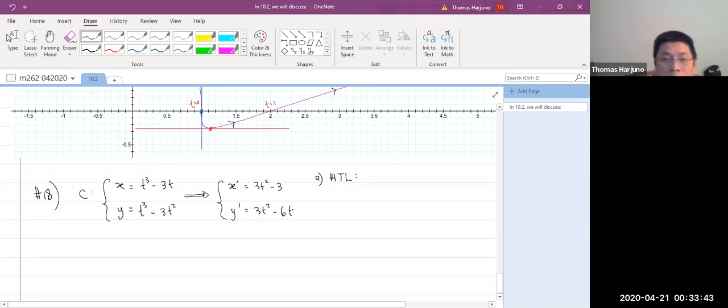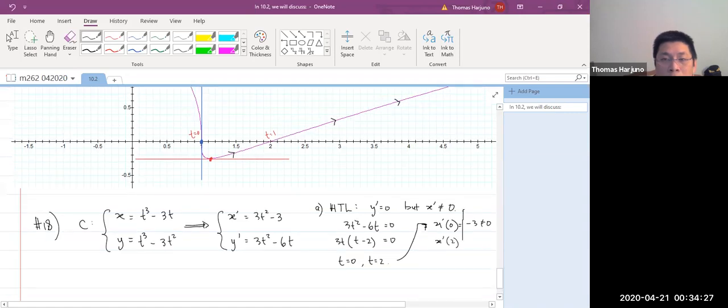The horizontal tangent line is when y prime equals 0, but x prime is not equal to 0. Right? When y prime equals 0, we get 3t squared minus 6t equals 0. Let me factor the 3t out. So we get t equals 0 and t equals 2. I'll check. X prime at 0 will be negative 3, which is not 0. And x prime at 2 will be, what happened?